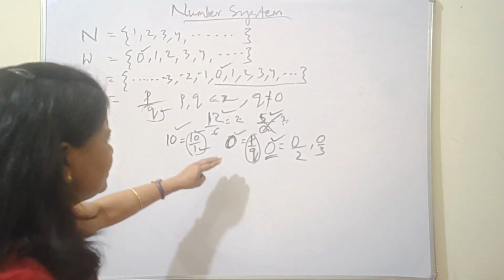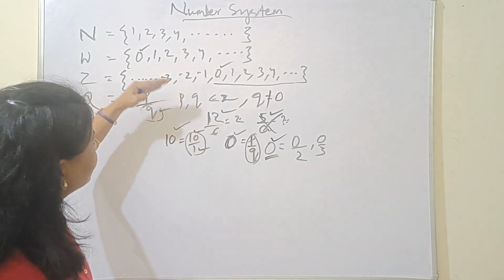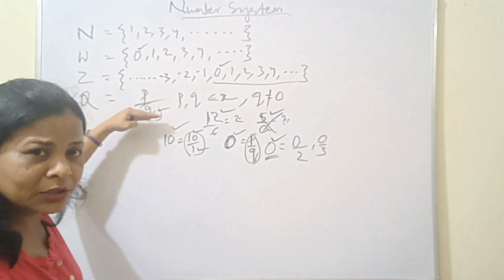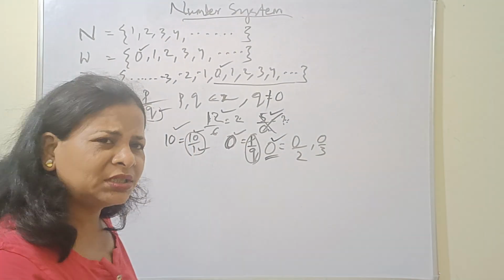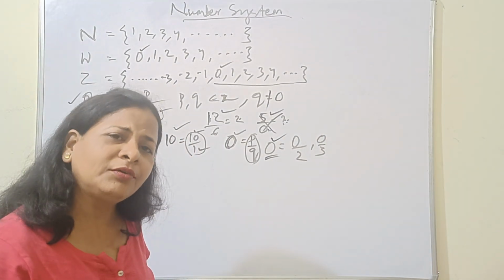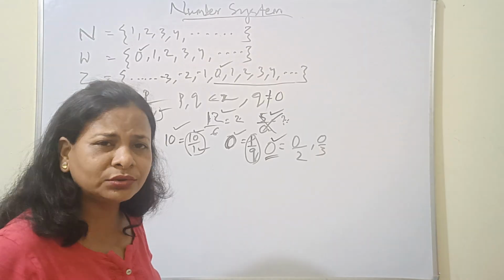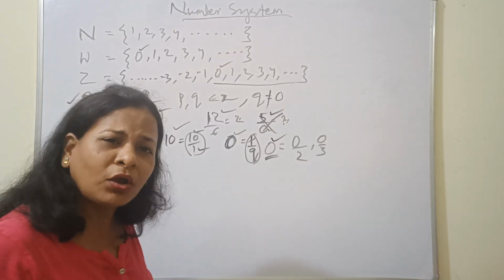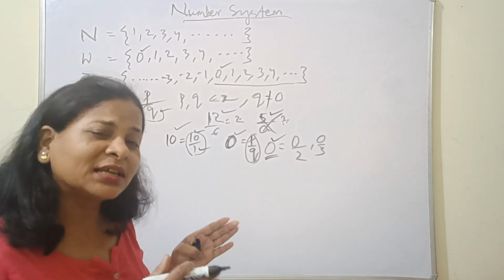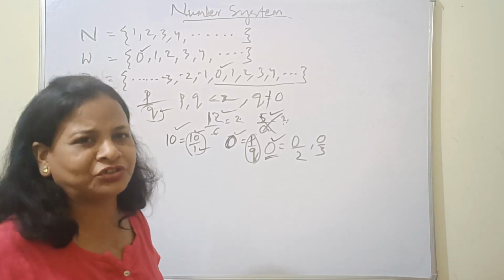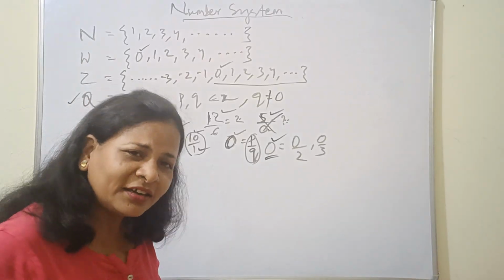Next, it is all about the rational numbers. All the rational numbers can be written in the form of P by Q, where P and Q are integers and Q is not equal to 0. And those numbers which cannot be written in the form of P by Q, where P and Q are integers and Q is not equal to 0, what can they be called? They can be called irrational numbers. Those numbers which are not rationals are irrationals.